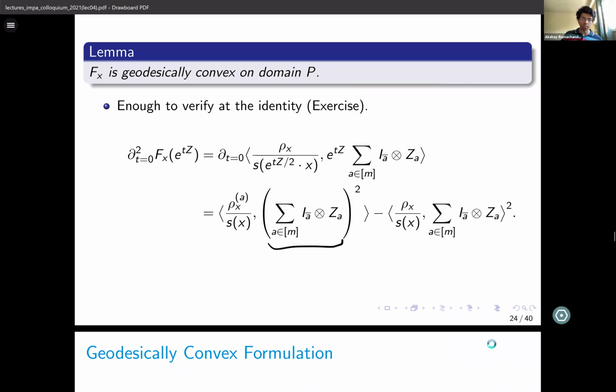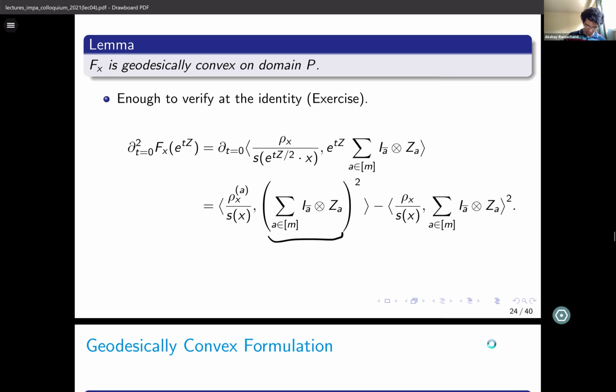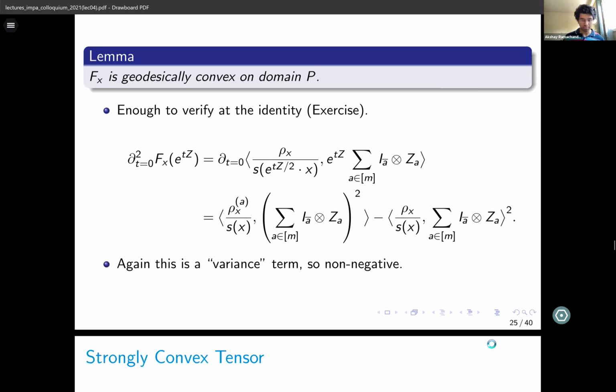And recall that we want to show this is convex, so we want to show this thing is non-negative. And just like the matrix scaling case, this should remind you of some sort of variance term. I won't finish the calculation, but this is exactly a variance term of some probability distribution or some matrix probability distribution, so this is always non-negative. Cool. So we verified that the function is geodesically convex at the identity, and then by the shifting trick, that means it's geodesically convex everywhere.